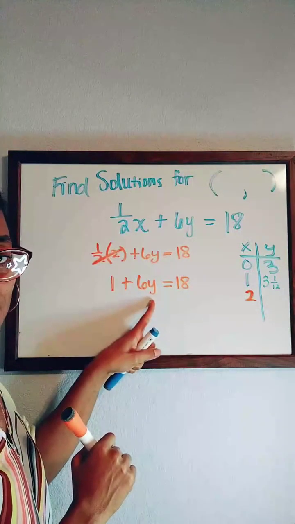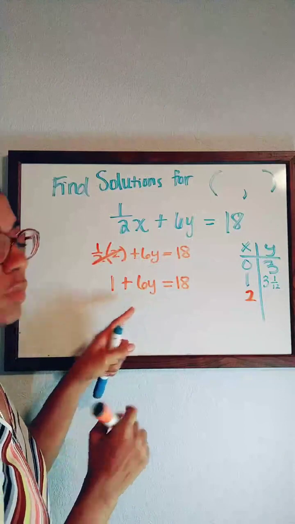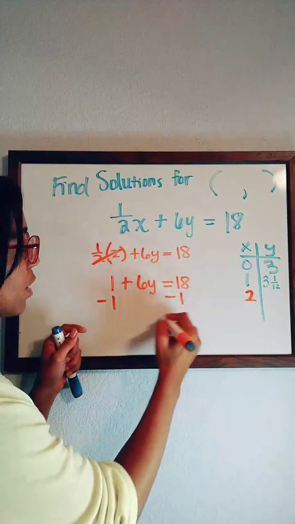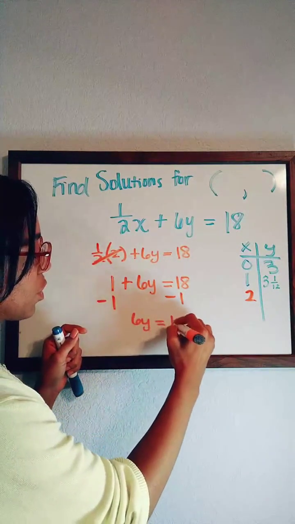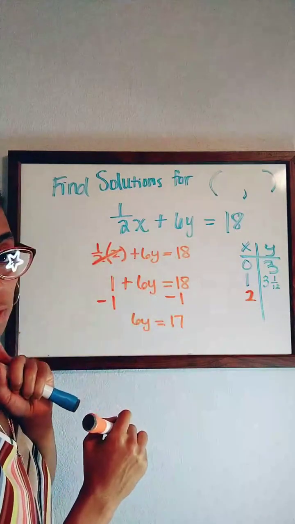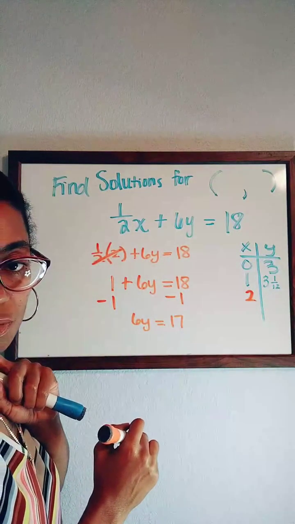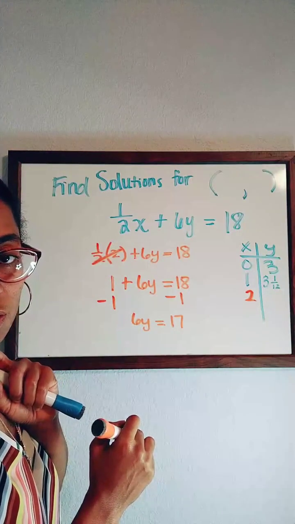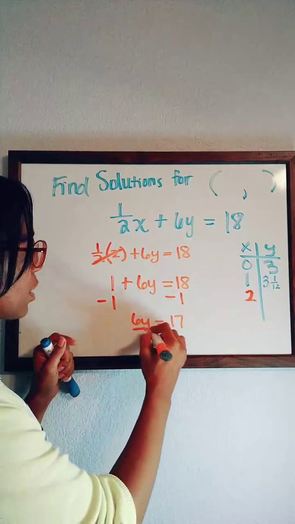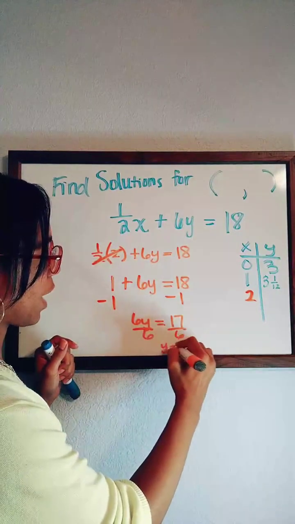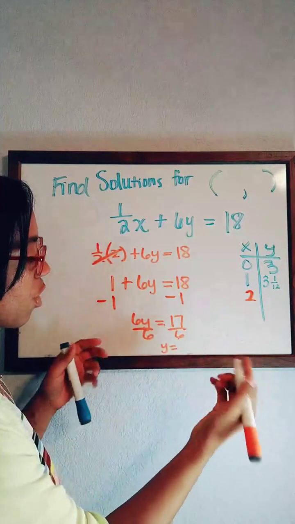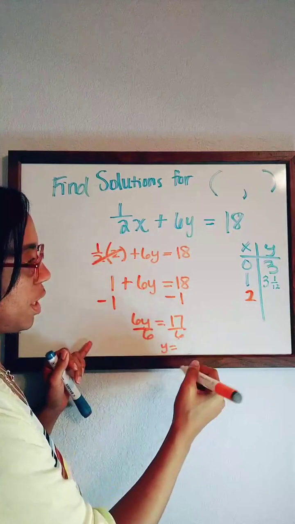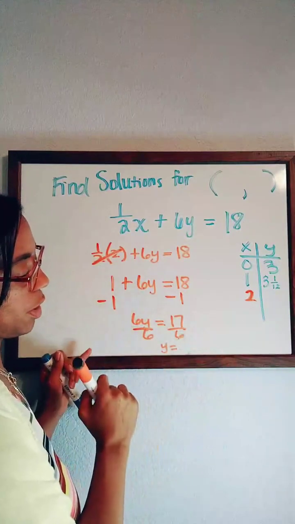Still got to get y by itself. Subtract 1 from both sides. 6y is equal to 17. My last step is 2. Yes, very good, Naomi. Very good. Divide by 6. And then y is equal to 17 over 6. Or as a mixed number, this would be what?